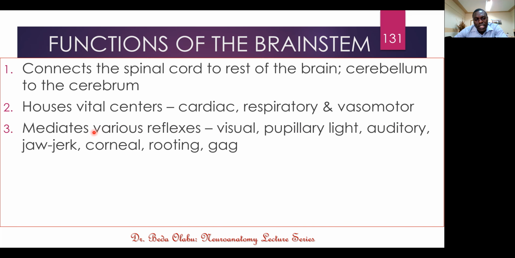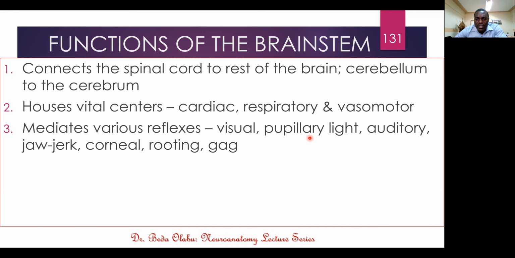The brainstem also mediates a number of reflexes. We have visual reflex. Visual reflex is mediated by the superior colliculi of the midbrain. Visual reflex is where you turn your head towards the direction of light. If you're walking at night and light is shone from one end, you'll immediately turn your head towards the source of light. That is a visual reflex.